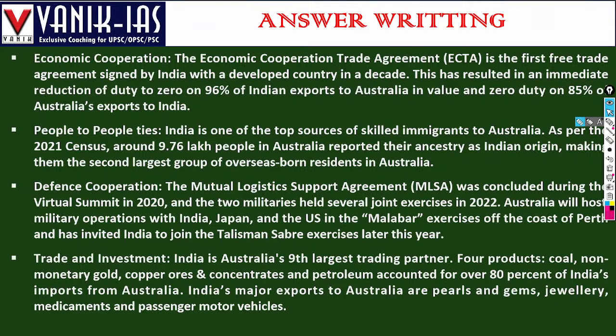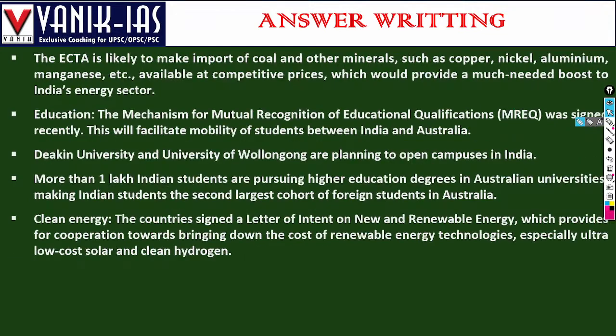Trade and investment. India is Australia's ninth largest trading partner. Four products: coal, non-monetary gold, copper ore and concentrate, and petroleum account for over 80% of India's imports from Australia. And India's major exports to Australia are pearls and gems, jewelry, medicaments, and passenger motor vehicles. So these are the respective imports and exports from and to Australia by India.